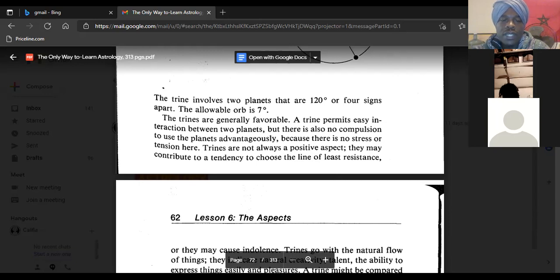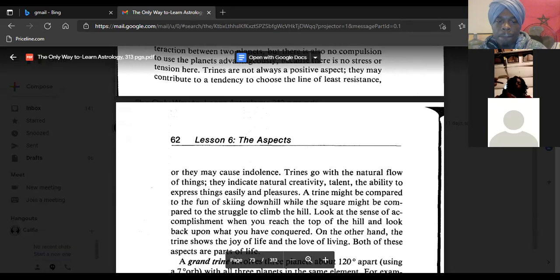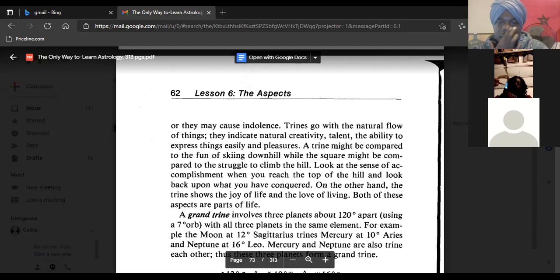A trine permits easy interaction between two planets, but there is also no compulsion to use the planets advantageously because there is no stress or tension here. Trines are not always a positive aspect, but may contribute to a tendency to choose the line of least resistance, or they may cause indolence. Trines go with the natural flow of things. They indicate natural creativity, talent, the ability to express things easily, and pleasures.